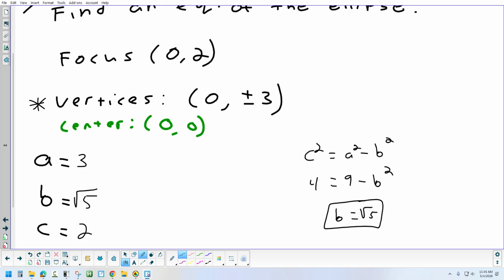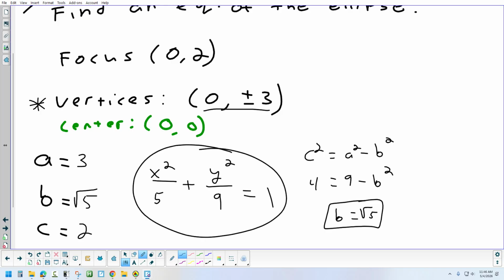Now we have to decide on the type of equation. We have 2 to pick from, the vertical and the horizontal. And someone already said that it's going to be the vertical one. X squared plus y squared equals 1, fraction, fraction. A is the bigger number, and that's going to go under what letter in this problem? Yep. We want the A squared under the y. So you want a 9 here, and you want a 5 there. And there's your equation.